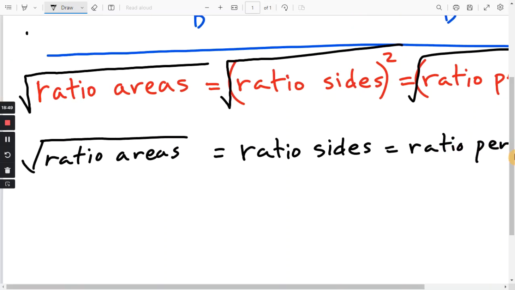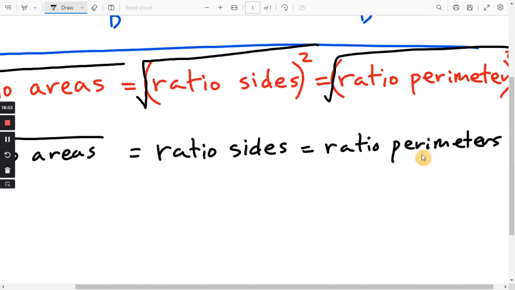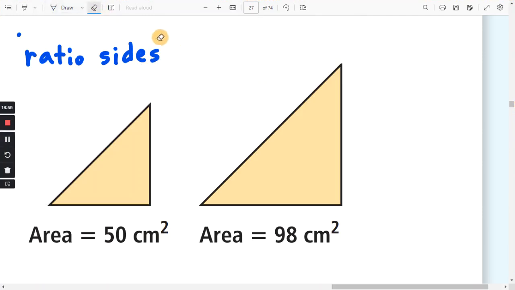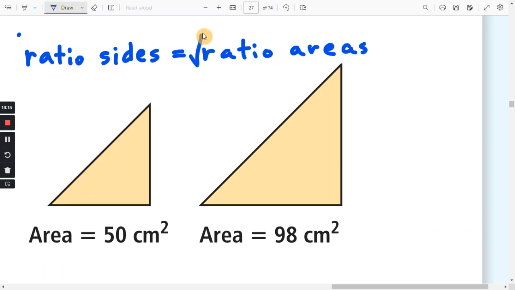All right, so the square root of the ratio of the areas equals the ratio of the sides equals the ratio of the perimeters. So if we want to find the ratio of the sides, what we have to do is take the ratio of the areas and take the square root of that. And that'll give us the ratio of the sides. All right, so it's not too bad.